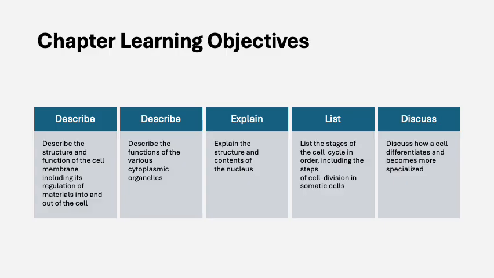In this lecture, we are building a clear roadmap for what we should be able to do by the end of this unit. You should be able to describe the structure and function of the cell membrane and explain how it regulates what enters and leaves the cell. You should also describe the function of the major cytoplasmic organelles and explain how the nucleus is structured and what it contains. In addition, you should be able to list the stages of the cell cycle in correct order, including the specific steps involved in somatic cell division. Finally, we will discuss how cells differentiate and become specialized, even though they all contain the same DNA. These objectives reflect the core skills and concepts that connect cell structure to cell function and development.